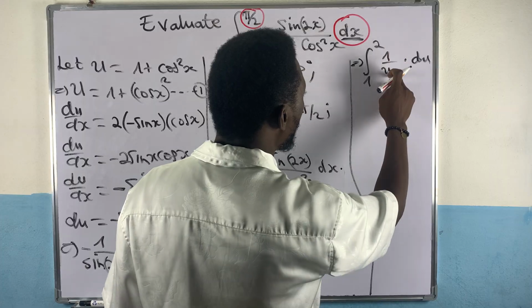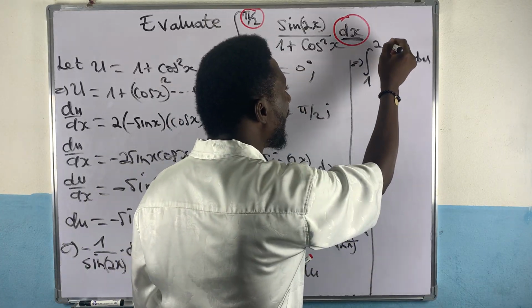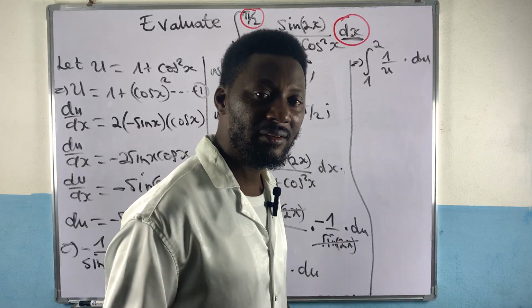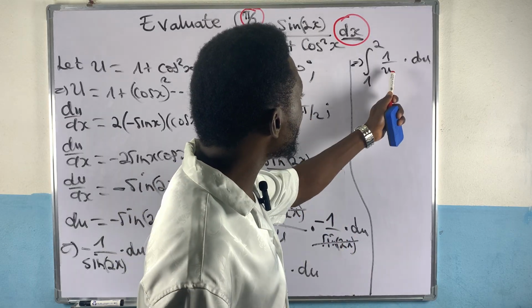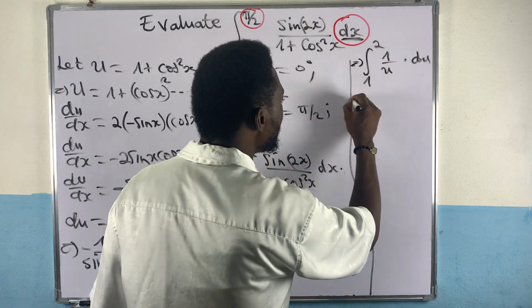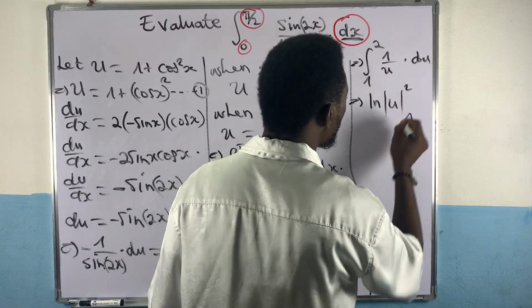Now, what is the integral of 1 all over u? Recall I said if you differentiate the denominator and it gives you the numerator, then you have to take the ln of the denominator. Now, what is the differential of u? It is 1, which gives us the numerator. So it means this integral is just the same as ln u from 1 to 2.